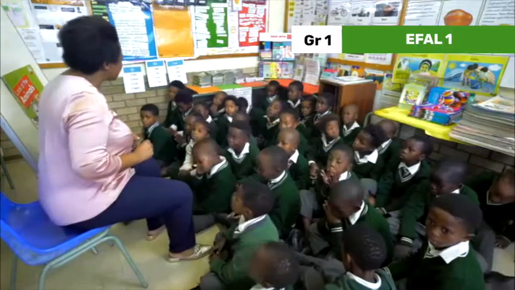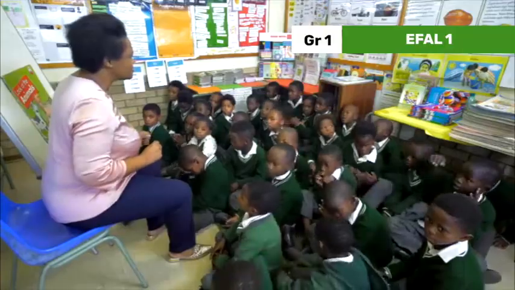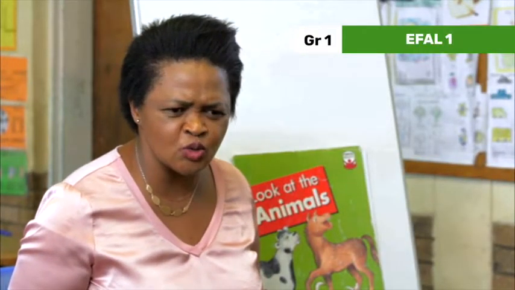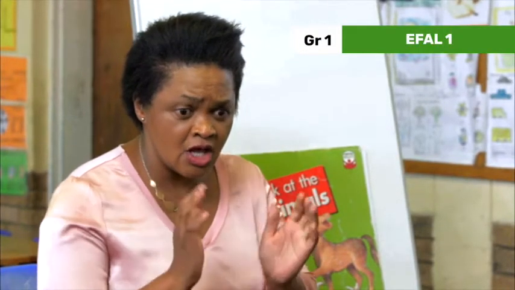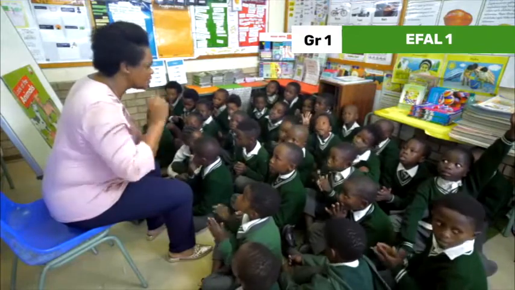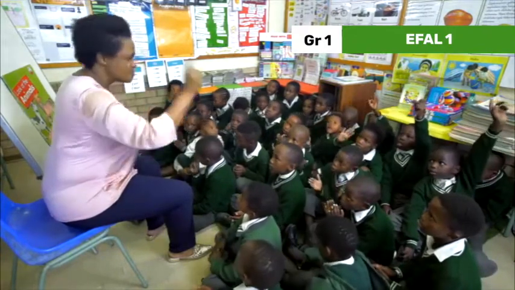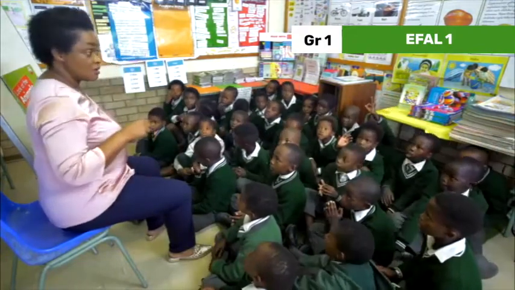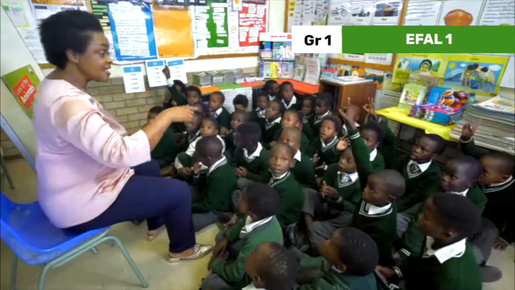So how many words are there in our title? Who can count? How many times did we clap? Let's clap again. Look at the animals. How many times did we clap? How many words are there? How many words can you hear from there? Yes. Four. Ooh. He is saying four.